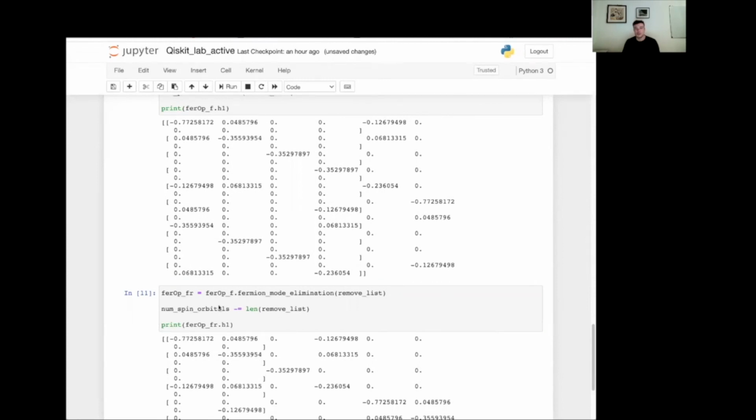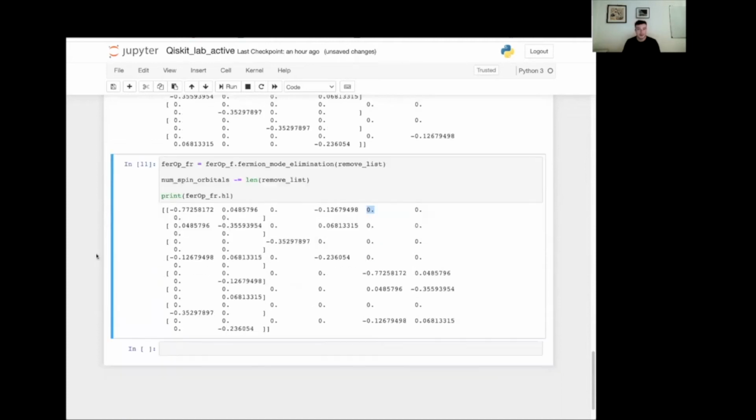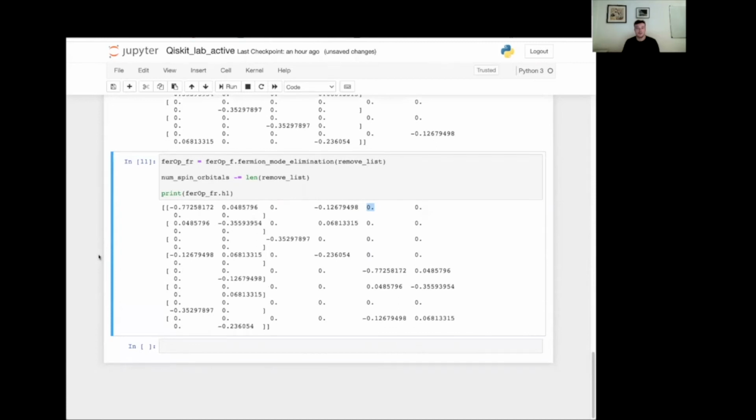So the net result of this operation is a fermionic operator which now has only eight fermionic modes. So it's 1, 2, 3, 4 in the spin alpha sector, and 1, 2, 3, 4 in the spin beta sector. Okay, so we recall that we started from a fermionic operator which had 12 fermionic modes in it, and we nailed it down to a fermionic operator with just 8 modes.